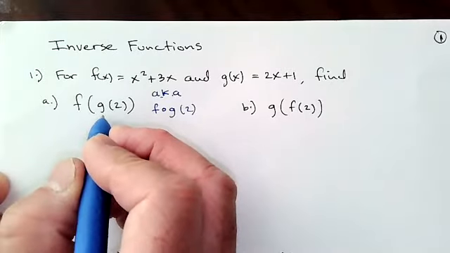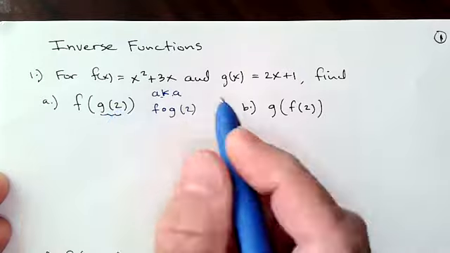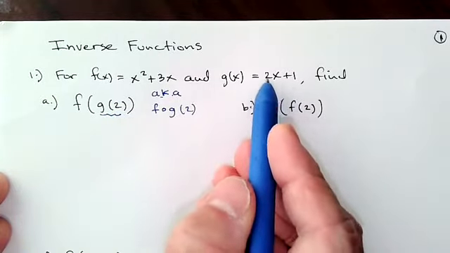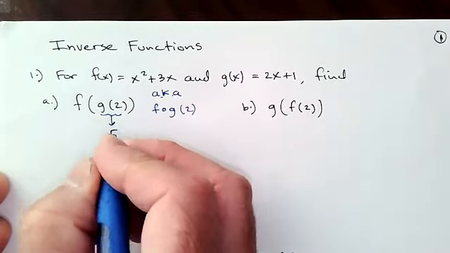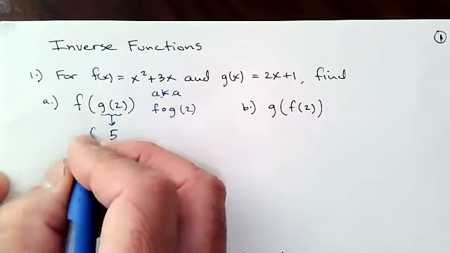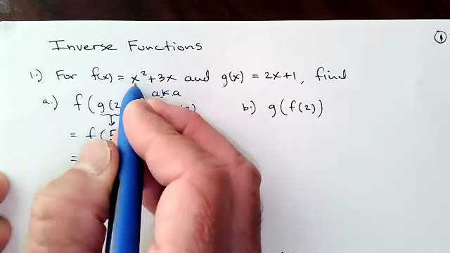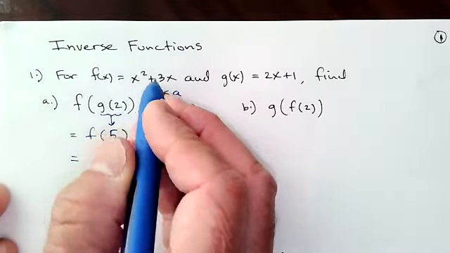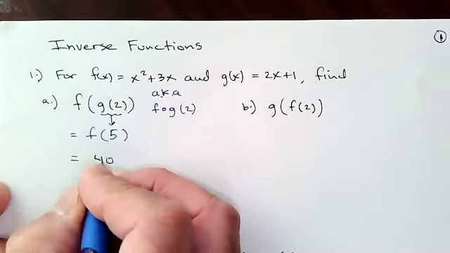So anyhow, what makes sense is to start on the inside. Let's find out what g of 2 is. If I put 2 in for x, 2 times 2 plus 1 gives me 5. And so that's what this simplifies to. So then we want to just find f of 5, plug 5 into f of x. 5 squared plus 3 times 5, 25 plus 15 gives me 40.